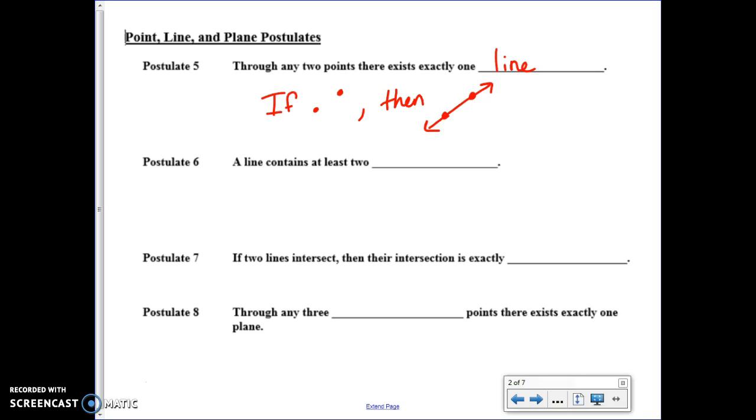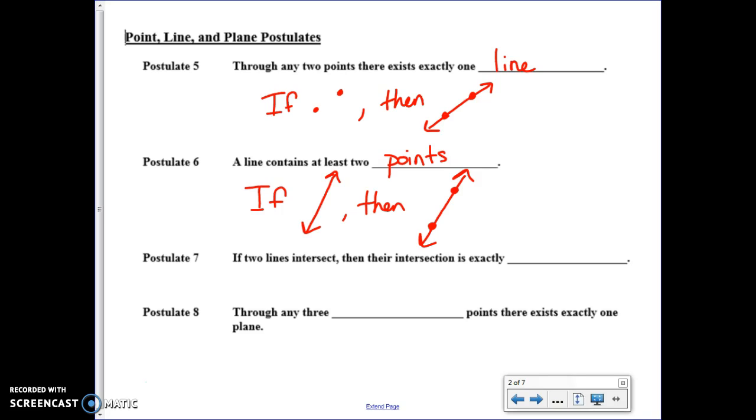All right, the next one says a line contains at least 2 points. So this time the line comes first. So we're going to say if line, then we have our line with 2 points.